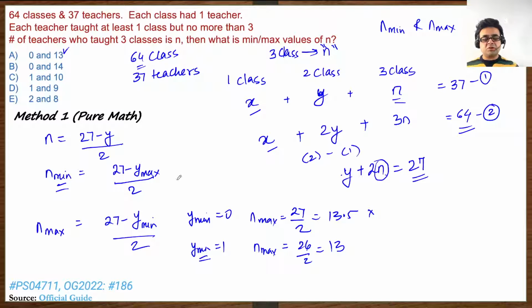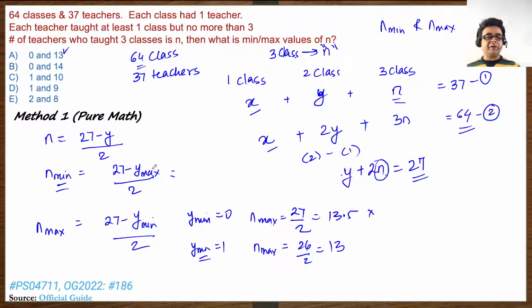All right, so now the minimum value of n, the question is, why can't it be 0? Why can't y max be 27? The number of teachers is 37, right? So the 37 teachers have taught 1 class each. Then another level of teachers could be teaching 27 classes. The rest of the 27 classes, all the teachers could teach, which means the number of teachers that actually teach 3 classes could be 0.